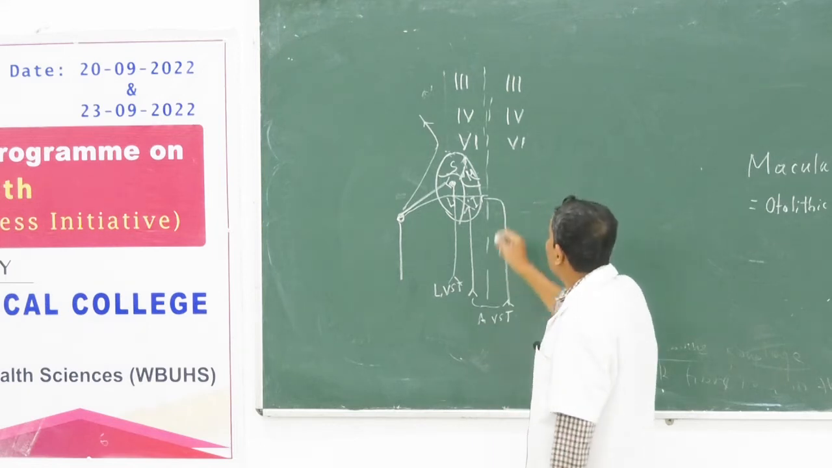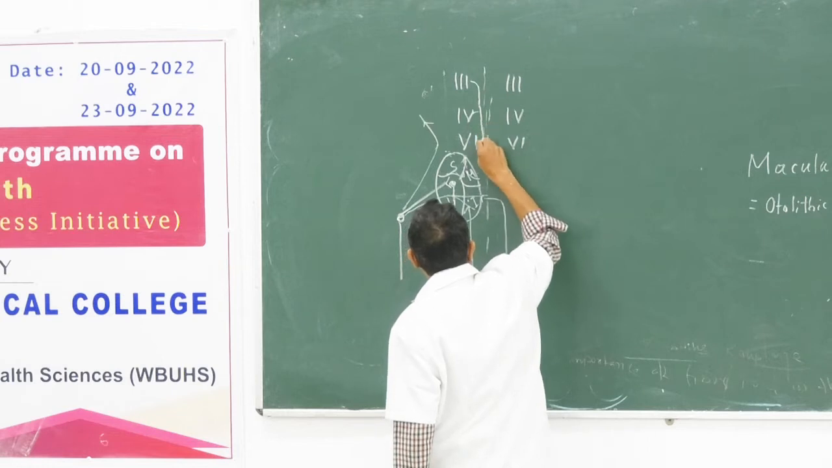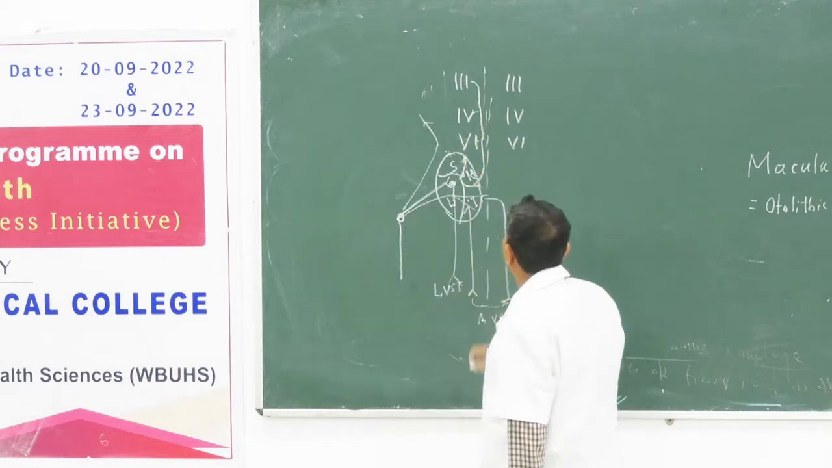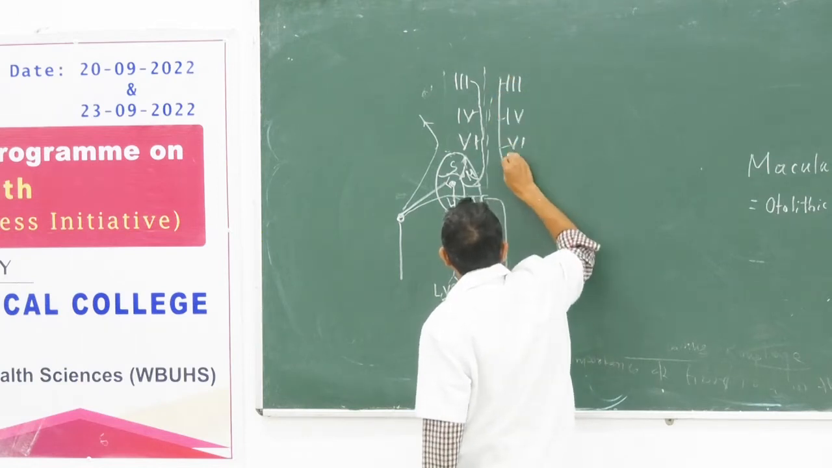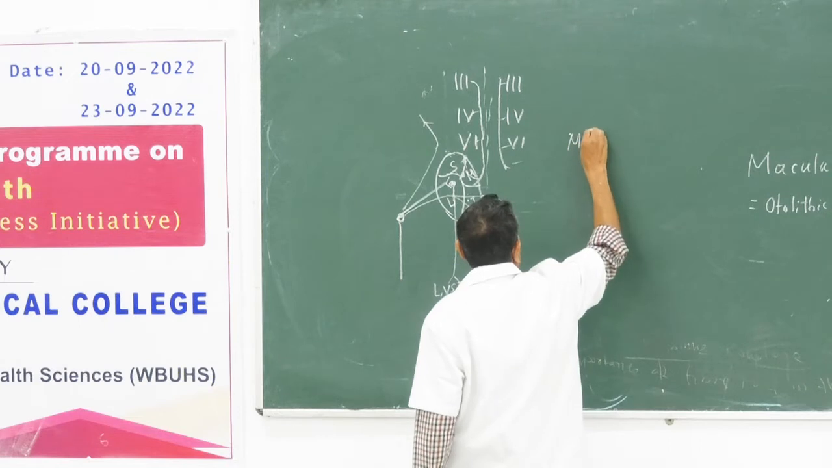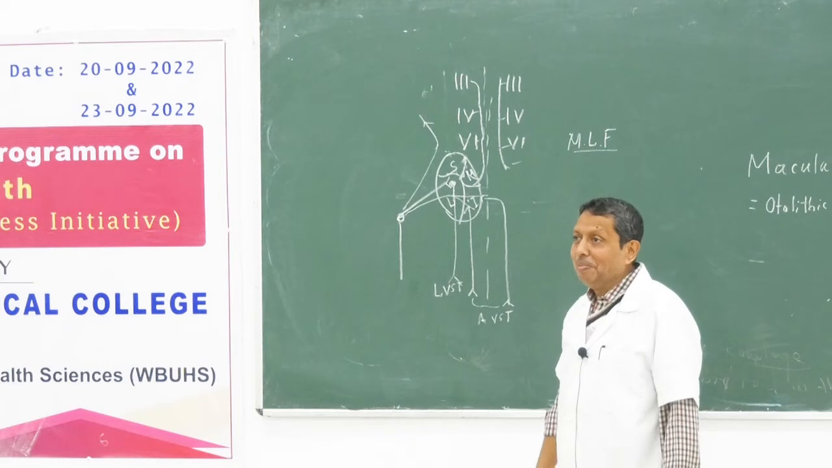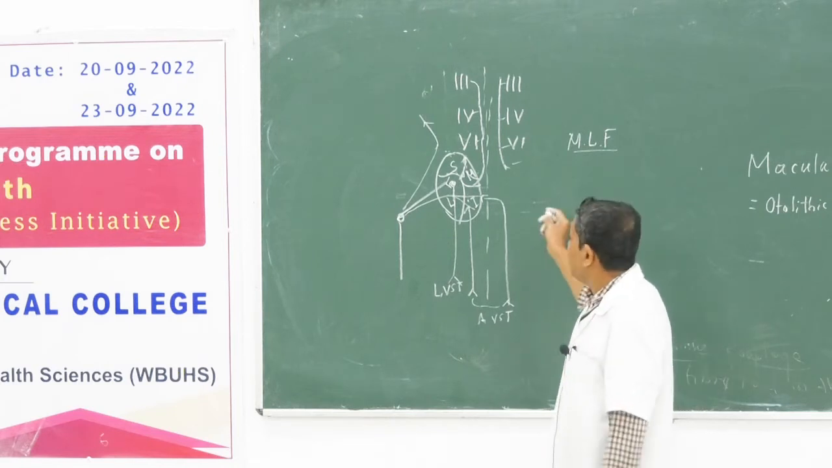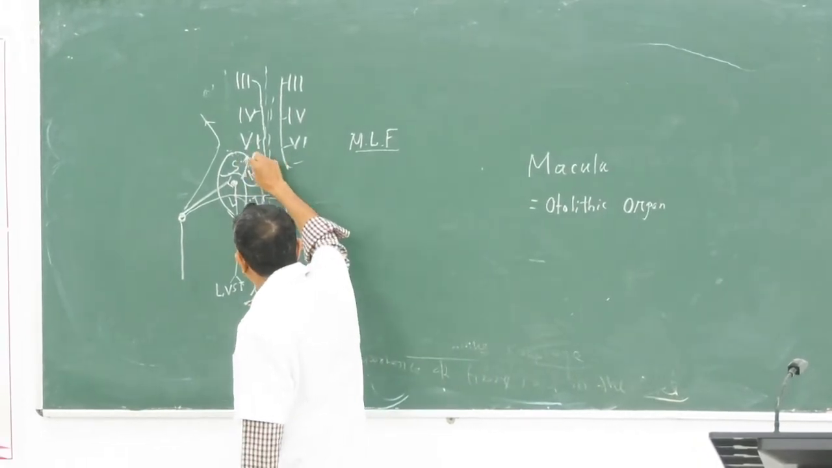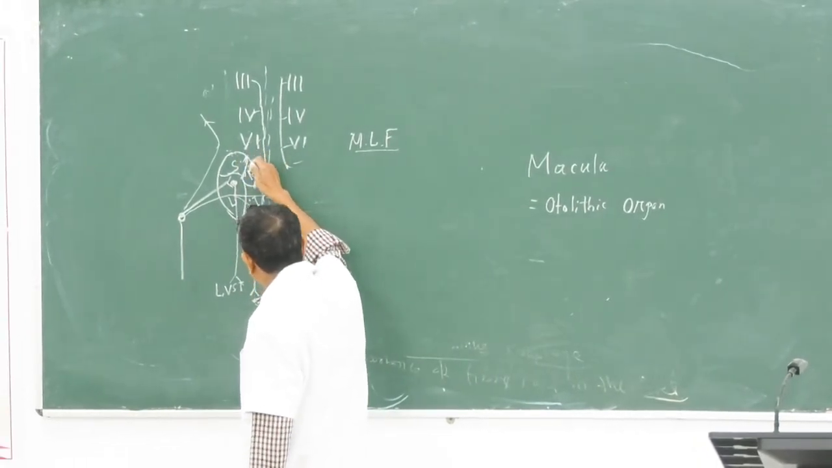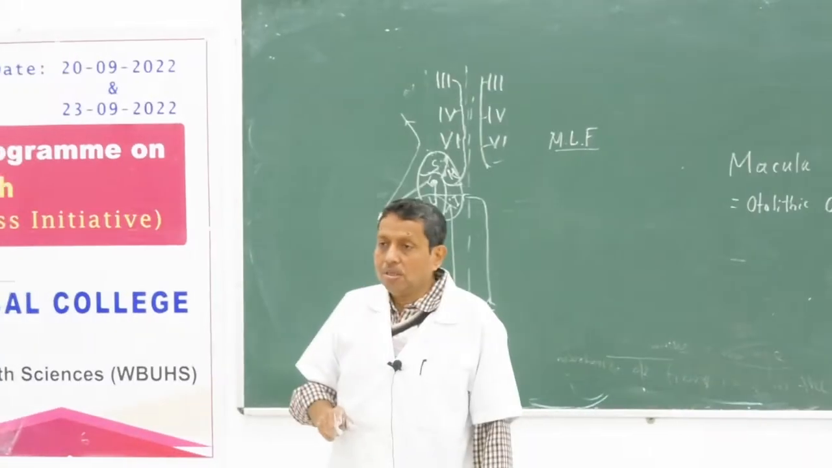And they are connected to each other by the medial longitudinal fasciculus. And these semicircular canals have connection with the superior and upper part of the medial nucleus component of the vestibular nucleus.